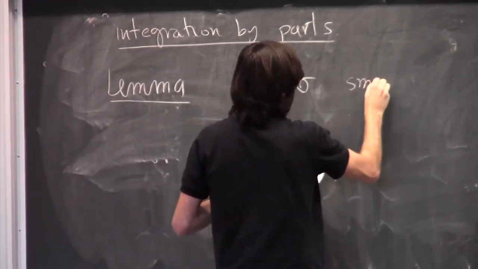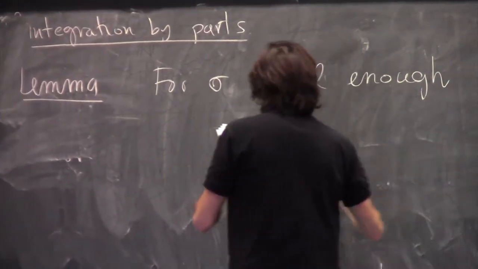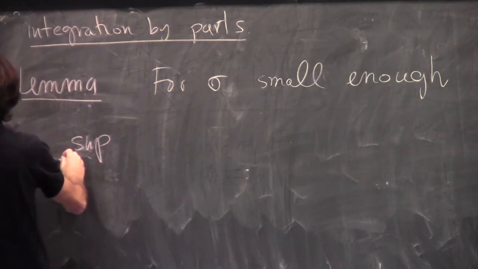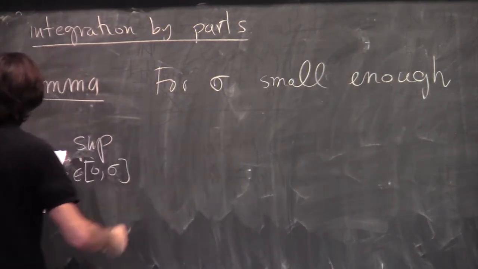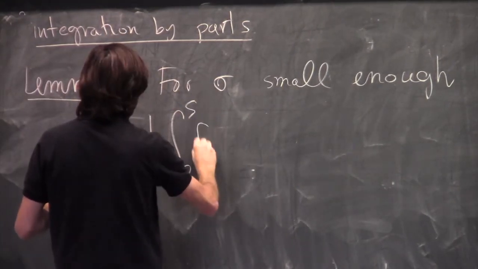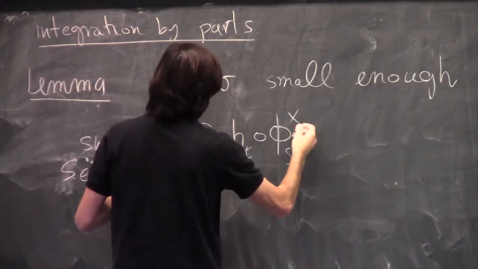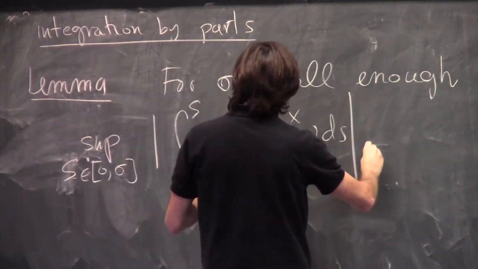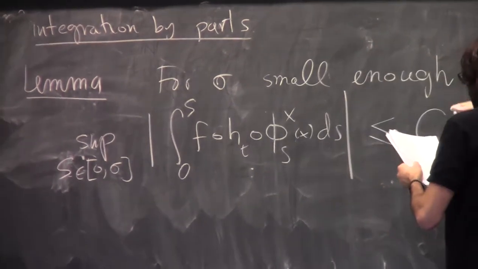So essentially it says the following: for sigma small enough, you have the following estimate. The sup as S varies in zero sigma, so you have to take some sup to make it work, of the integral from zero to S of F composed with HT composed with phi S X etc. in DS. So this thing is actually controlled by a constant that depends on alpha, and so on.